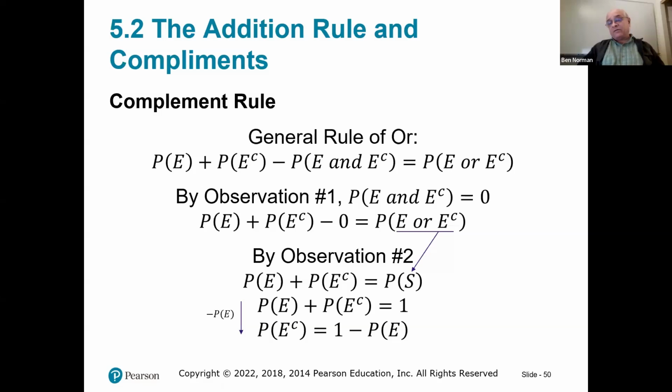This is to point out that this formula, the probability of EC is equal to 1 minus the probability of E, is not randomly created. There's a reason why it's that way. It falls out of the general rule of OR and the understanding that E and EC are mutually exclusive. And when you put E and EC together, you recreate the whole sample space all over again.